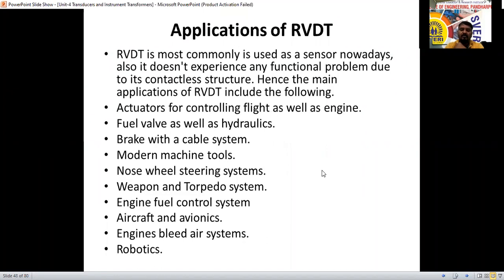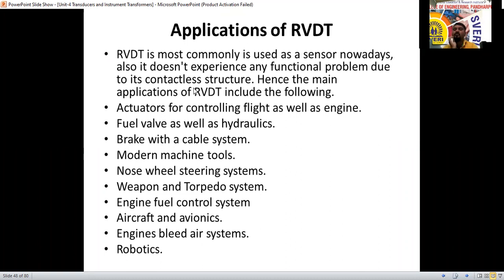These are the advantages. The applications where we are going to use this: RVDT is mostly used as a sensor nowadays. I told that in satellite centers, whenever we launch a satellite, we can find the position. In the manufacturing industries, we can use that. It is used as a sensor nowadays. Also, it does not experience any functional problem due to it being contactless. It is not contactable. The primary and the core do not touch, there are no contact terms.